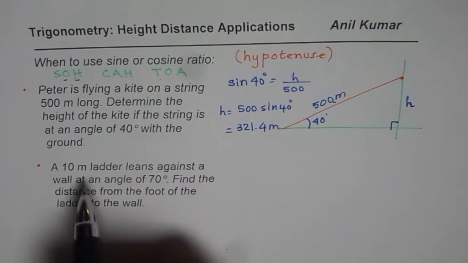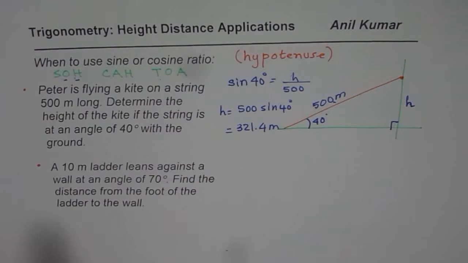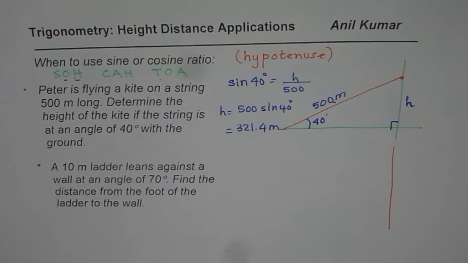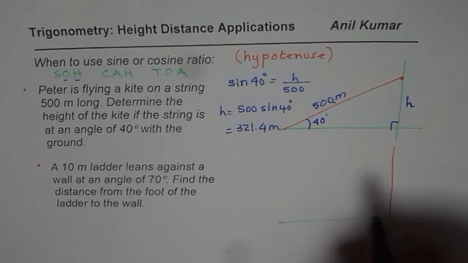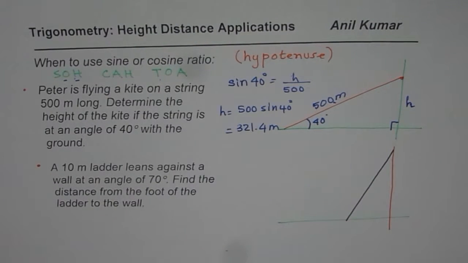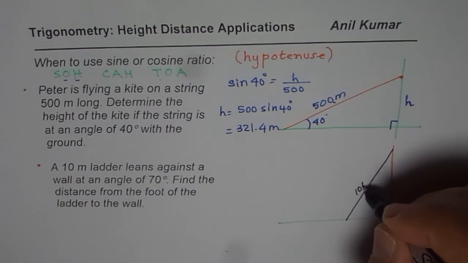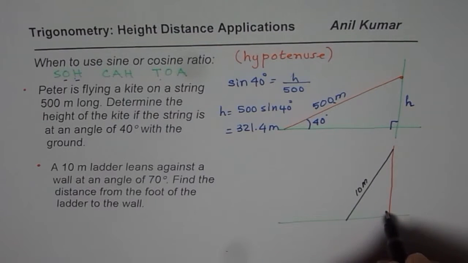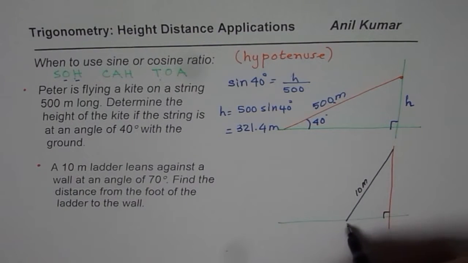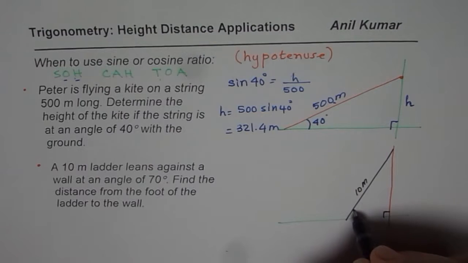Okay. Now the next question is, a 10-meter ladder leans against the wall. So let us say there is a wall here, and a ladder is leaning against the wall. There is a ground, correct? So let's make a ladder. It is leaning, kind of like this. A 10-meter ladder, it says. So 10 meters means what? The length of the ladder itself. So again, we have involved the hypotenuse. That is the right triangle for us. The length of the ladder is given to us. It makes an angle of 70 degrees with the ground.